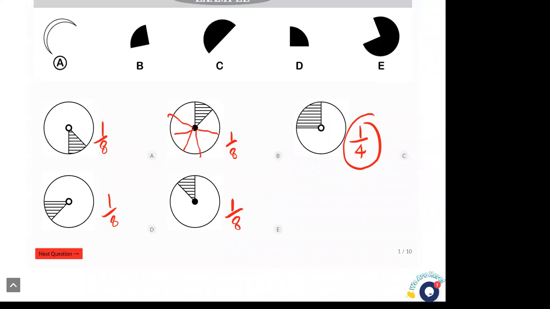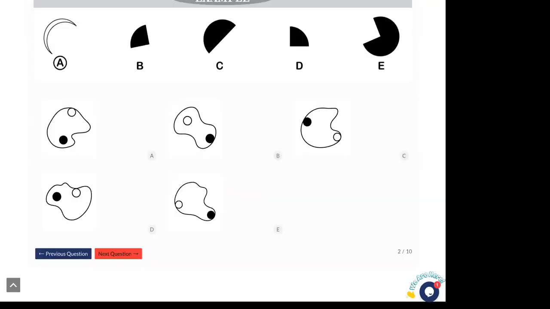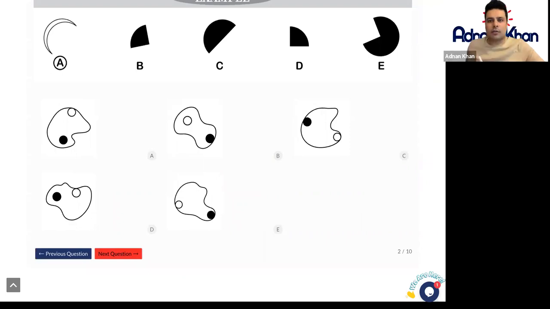Thanks. Okay, so C is going to be the odd one out, all right? So let's go for option C here. And the next one, let's have a look. What's going to be the odd one out here? Have a close look.